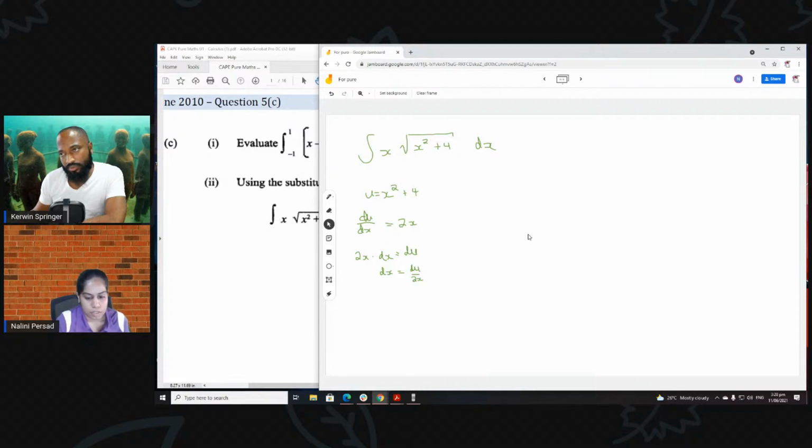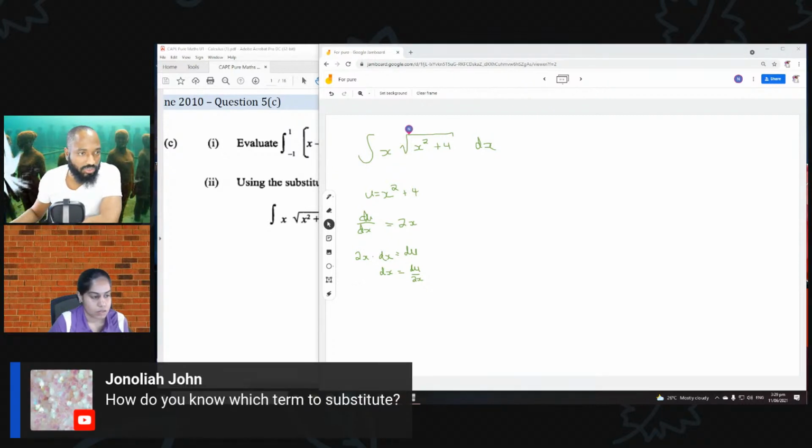So we don't have to worry about the limits because they didn't give us any. So we're going to put this substitution into this integral. How do you know which term to substitute, asks Jonalia? Well, they gave us it this time. And normally it will be in brackets. In an integral, normally you would see it in brackets and you would try using that as your substitution.